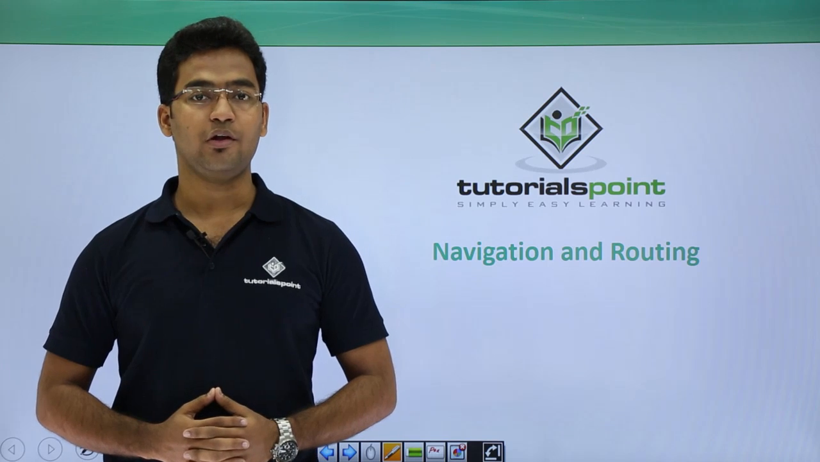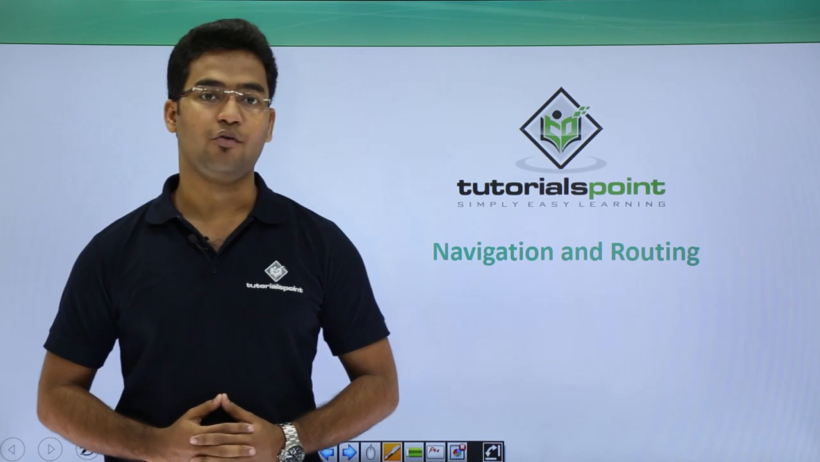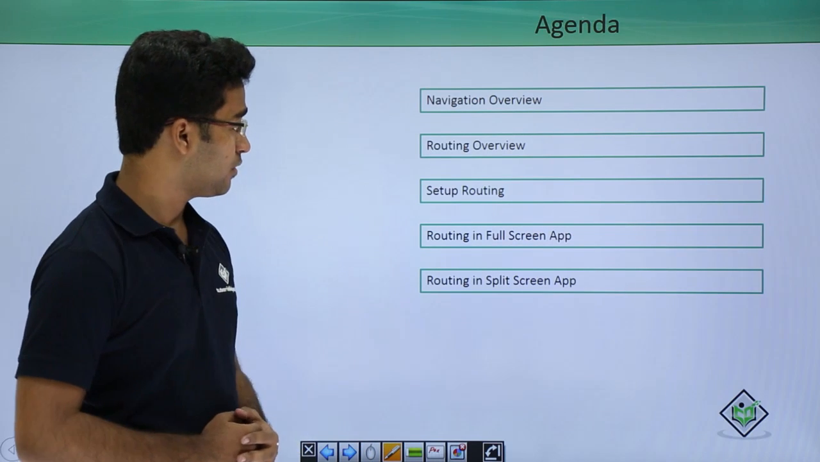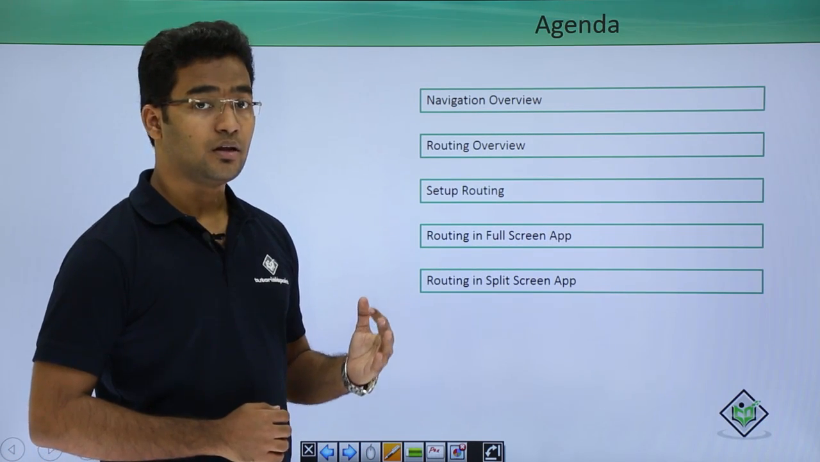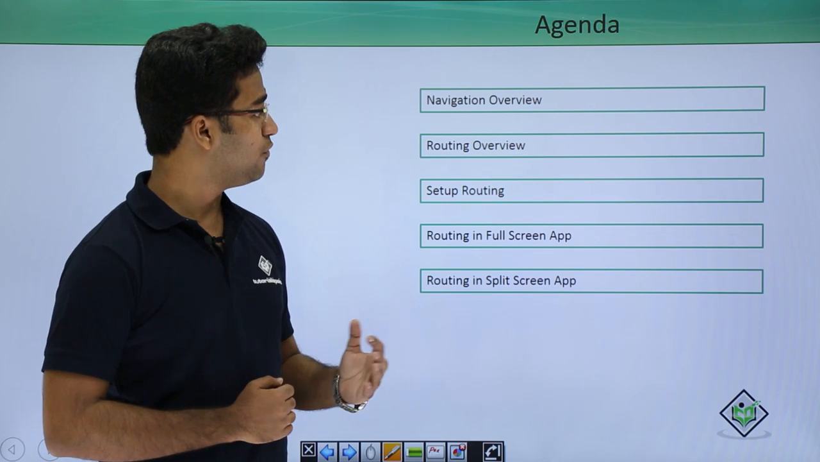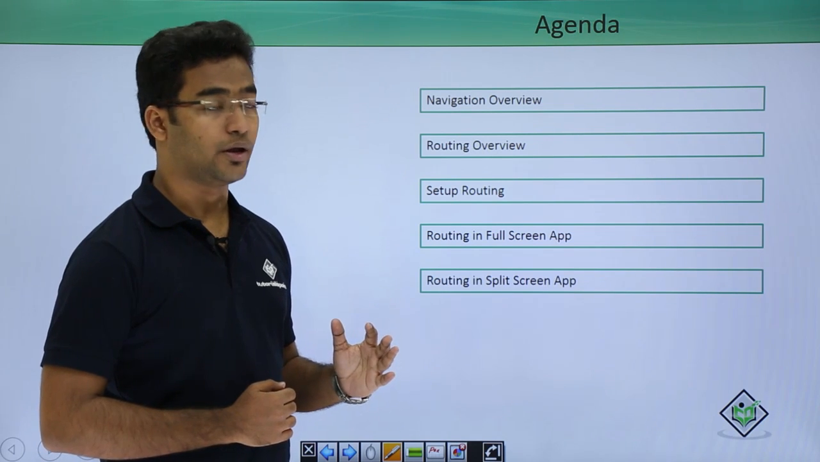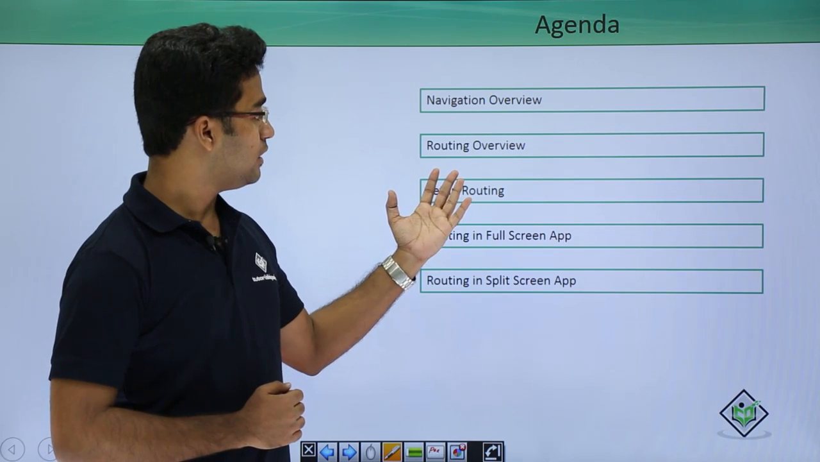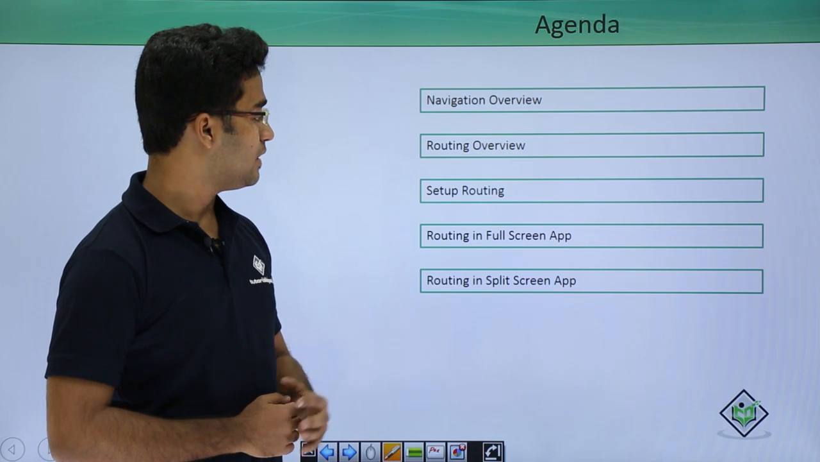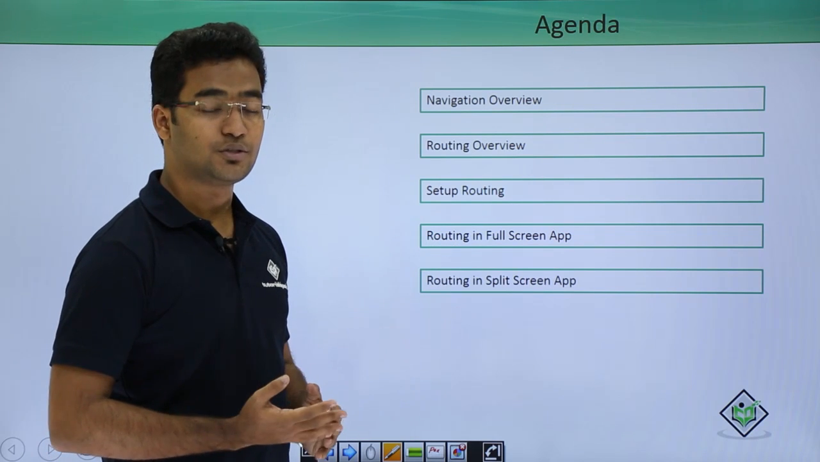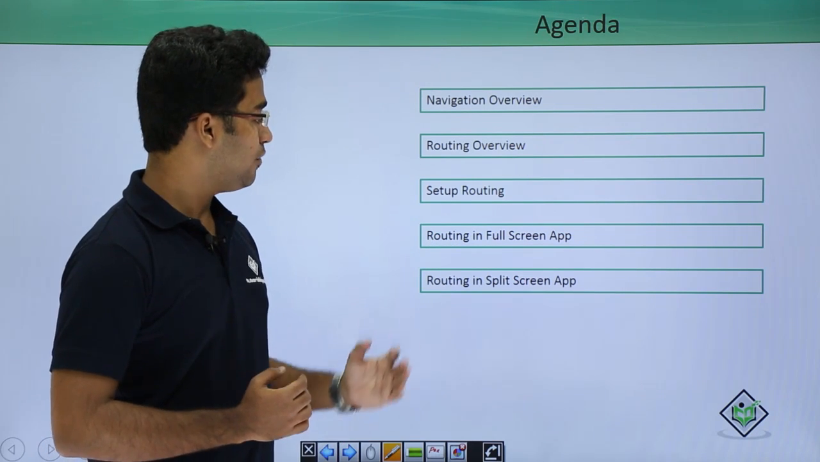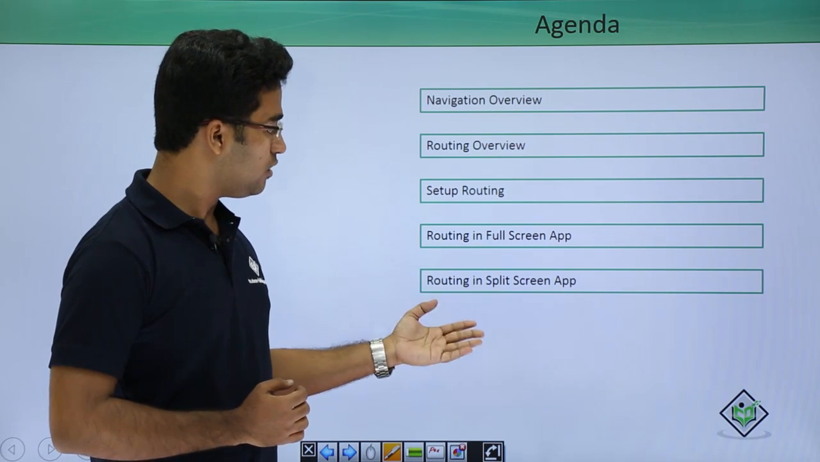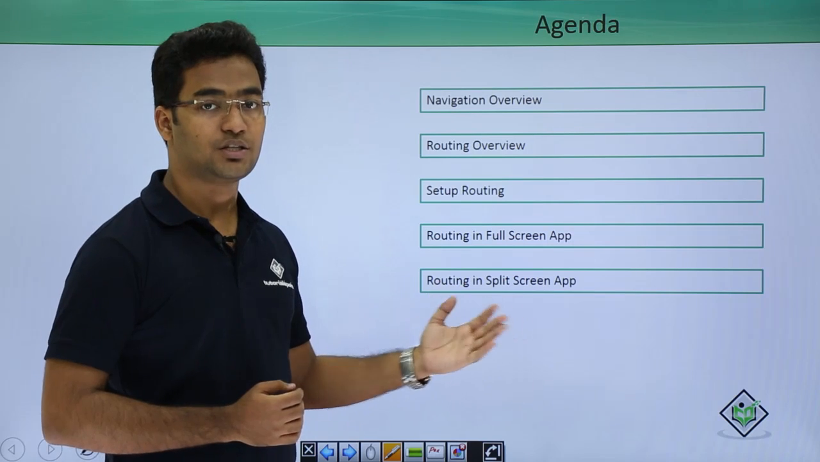So in this session, we will look at the concept of navigation and routing in SAPUI5. Let us look at the agenda of this presentation. First we will be looking at the navigation overview, and then we will move on to routing. One of the techniques is routing itself for navigation. We will see how routing works in SAPUI5, then we will set up routing. There are some steps, we will look into it, and then we will see two examples: routing in full screen application and routing in split screen application, that is master detail page.